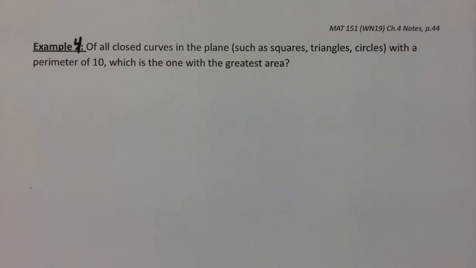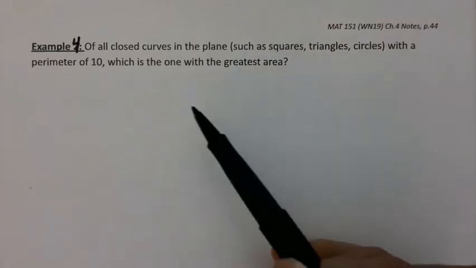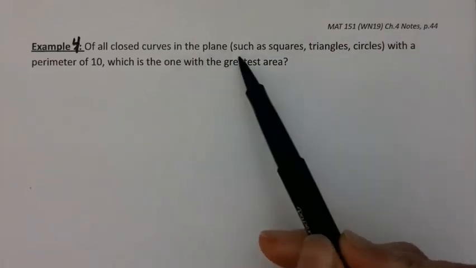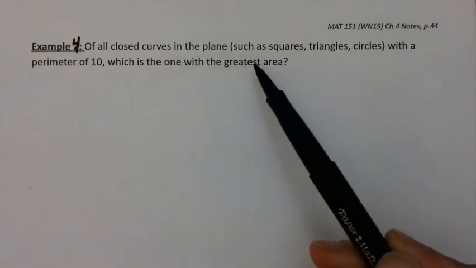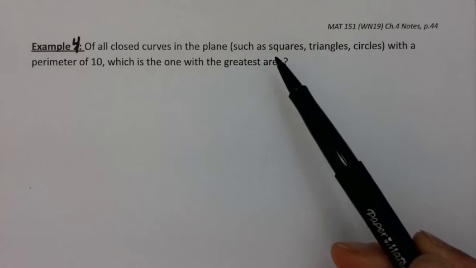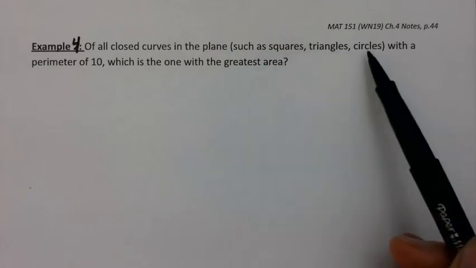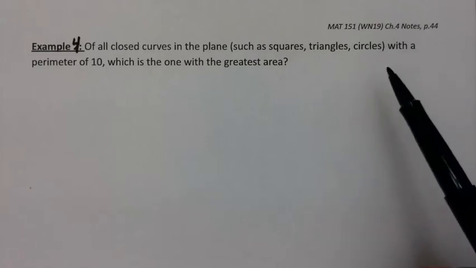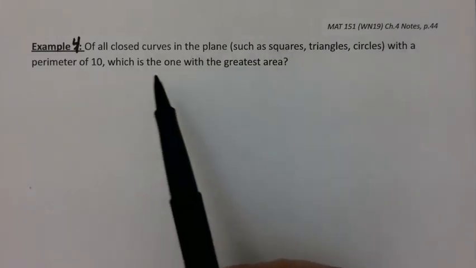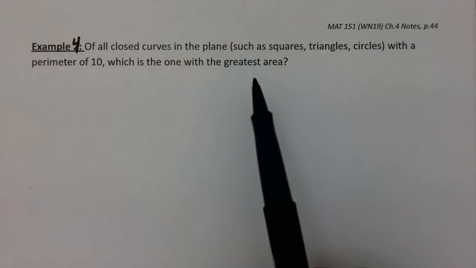The next problem is going to take our ideas about optimization and give it a little twist. We're not given just one thing to look at. We're actually given all the closed plane curves in a plane. So of all the closed curves in a plane, and we're assuming regular closed curves like squares, triangles, pentagons, hexagons, nonagons, octagons, with a perimeter of 10, which one is the one with the greatest area?